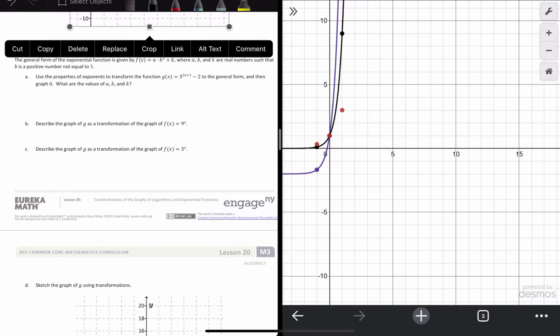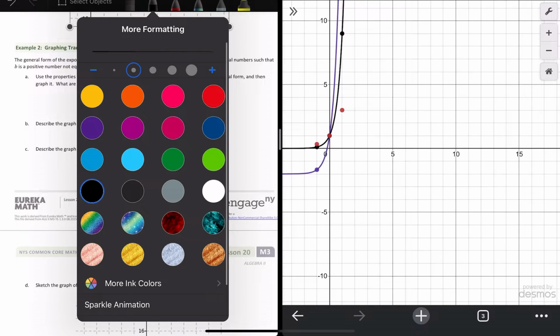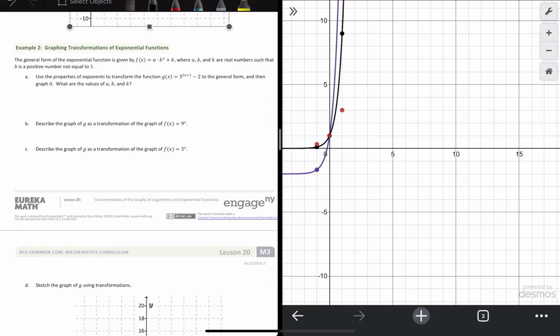So if we rewrite g of x, we're going to need to rewrite it with a base of 3. We have 3 to the 2x, and then we have 3 to the 1, and those are multiplied together, right? And then we have minus 2.